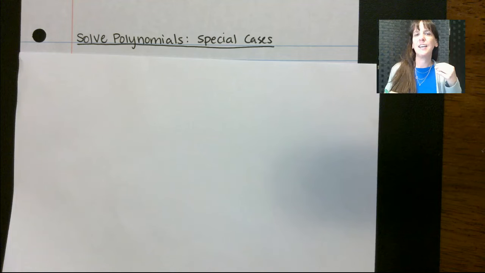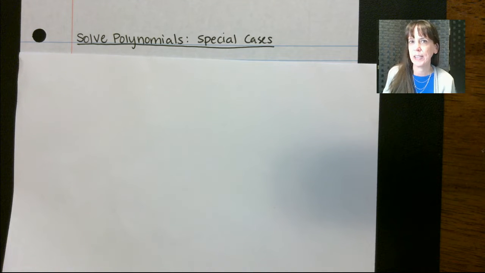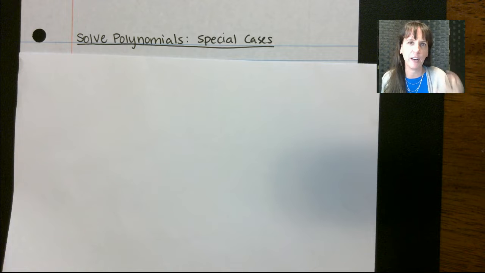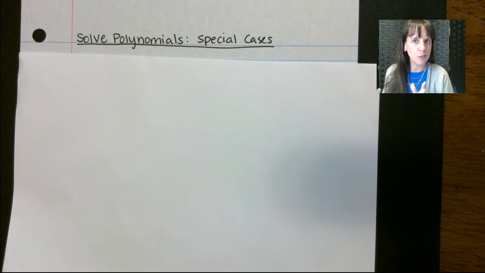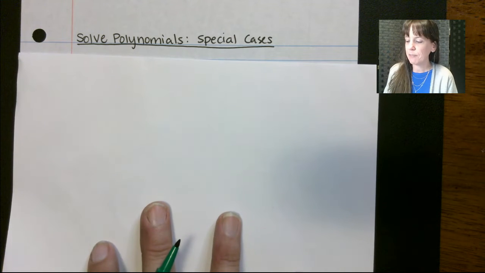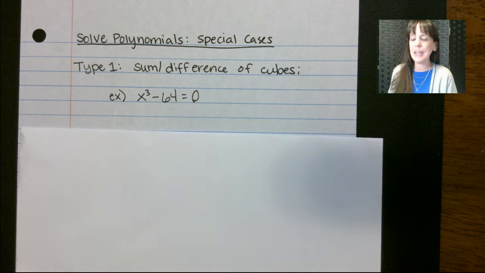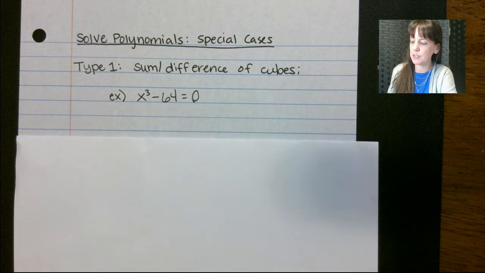However, I want you to be able to identify these other ways of factoring polynomials or solving polynomials. That way, if it makes it a little bit easier, you're not having to do the long method every single time. So these are what I like to call special cases. So let's dive right in. For our first one, we have sum and difference of cubes. Sum and difference of cubes.